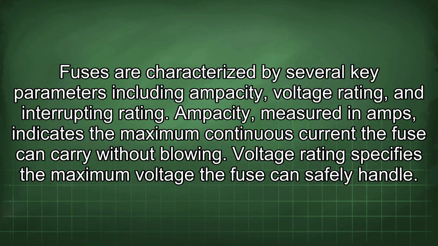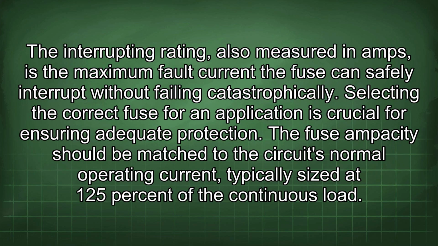Fuses are characterized by several key parameters, including ampacity, voltage rating, and interrupting rating. Ampacity, measured in amps, indicates the maximum continuous current the fuse can carry without blowing. Voltage rating specifies the maximum voltage the fuse can safely handle. The interrupting rating, also measured in amps, is the maximum fault current the fuse can safely interrupt without failing catastrophically.